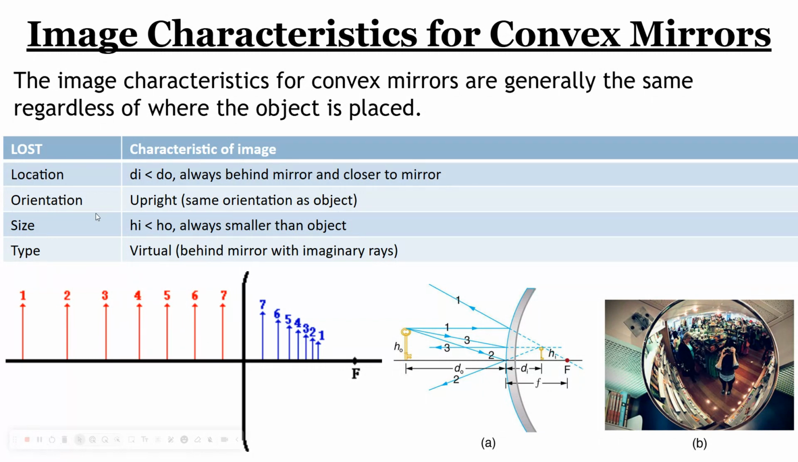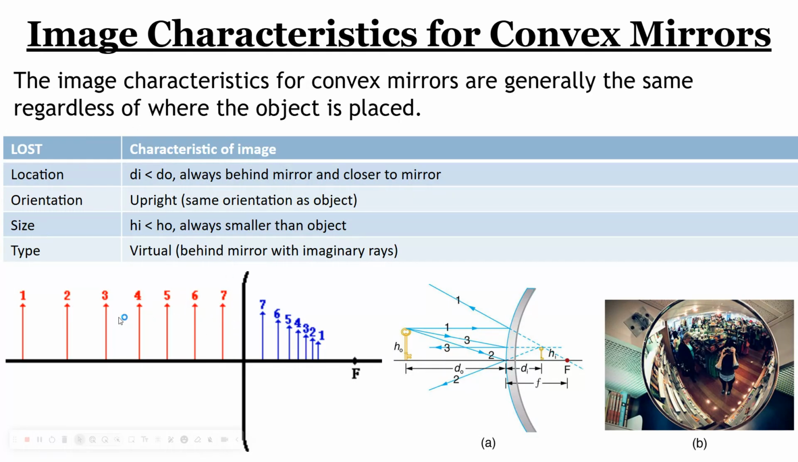So as you can see, location is always DI is less than DO, so the image is closer to the mirror than the object. Orientation, it's always upright. The size of the image is always smaller than the object, so it's smaller. The type, now you can see it's behind the mirror, and you can see it's made by traceback rays all the time. So that means that the images are always virtual. So the characteristics are always the same.